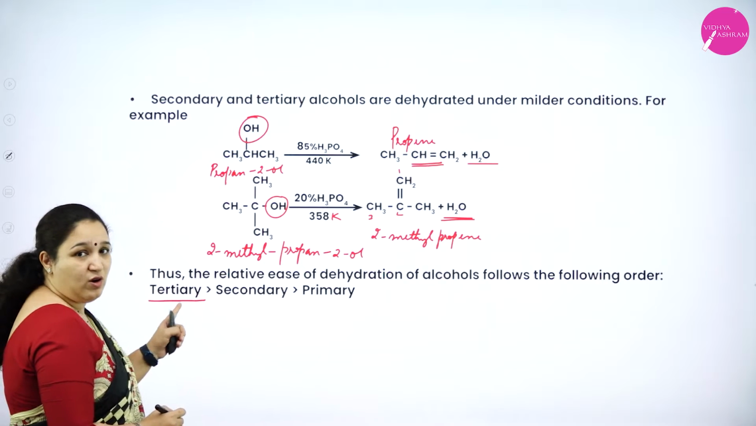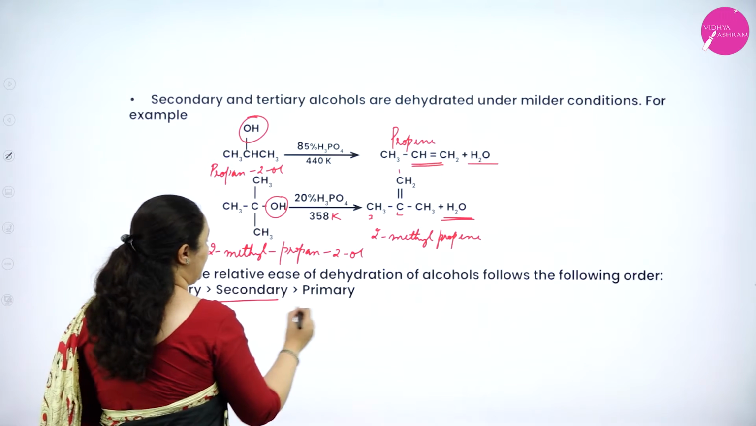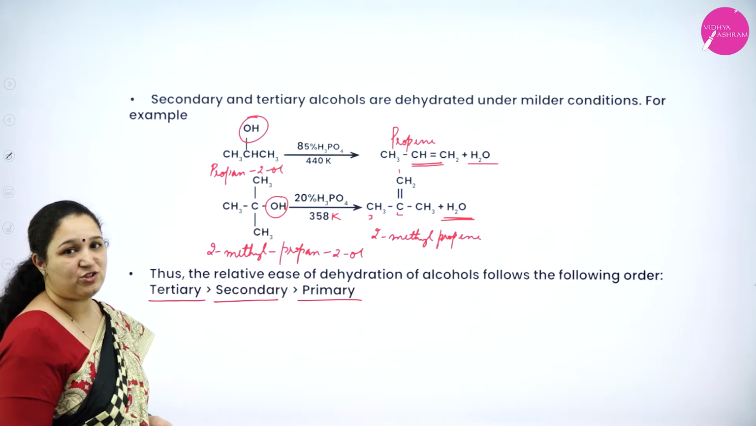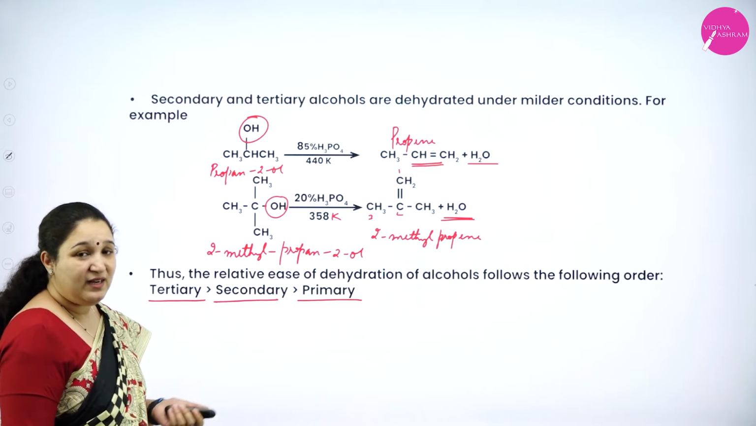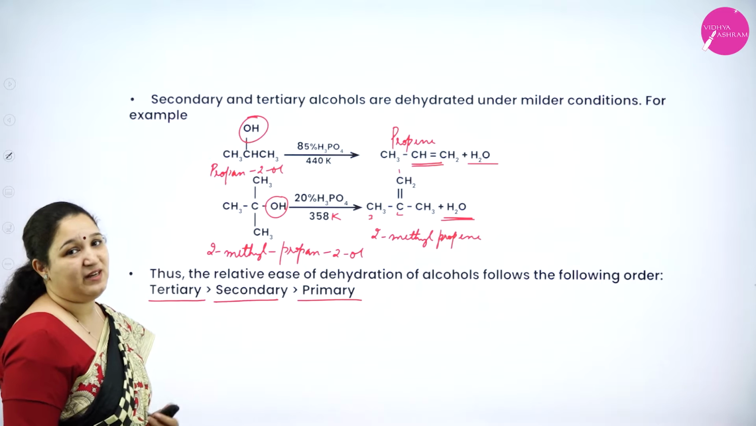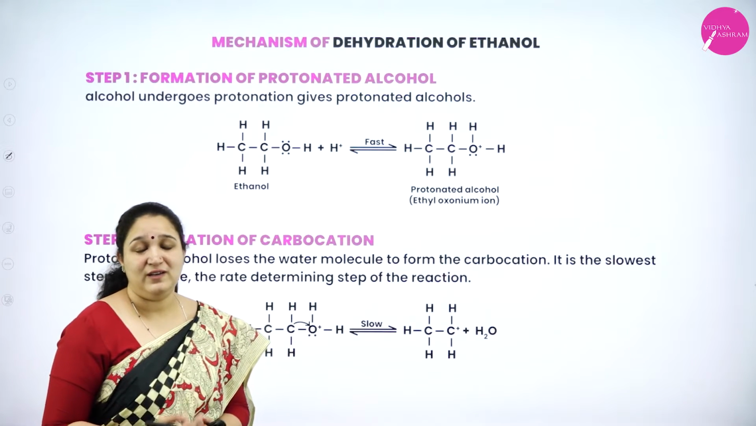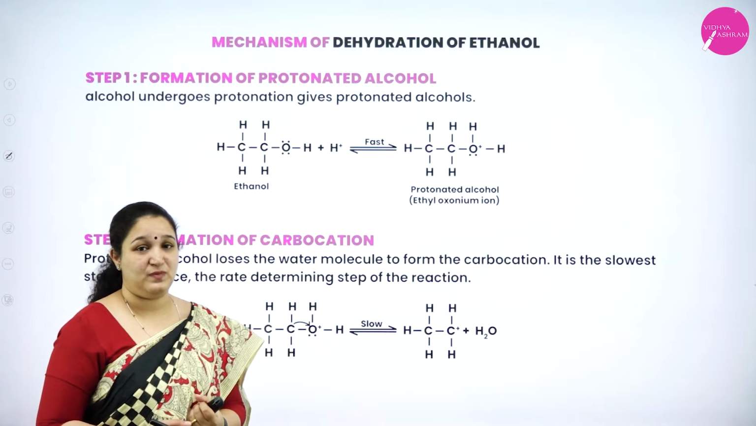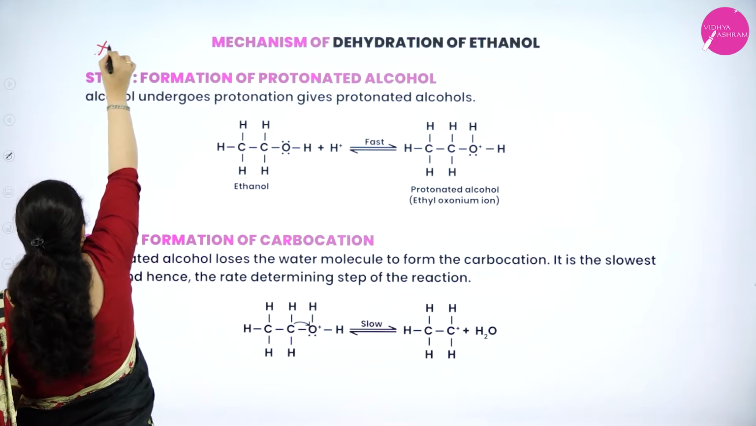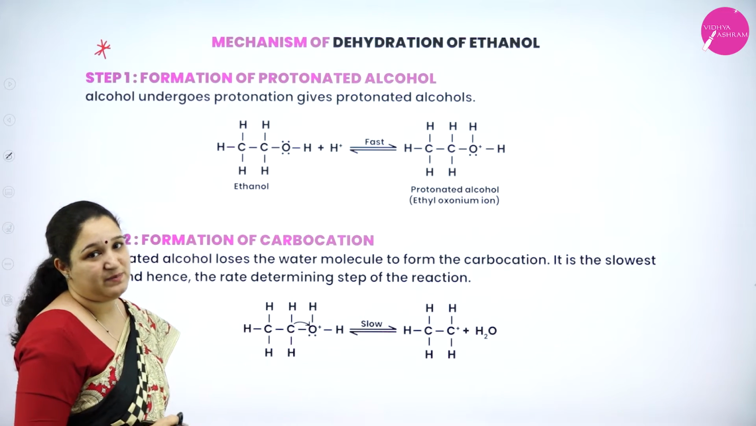Tertiary alcohols react faster for dehydration compared to secondary and primary. This is the order of reactivity for dehydration of alcohols. Okay. Next we will learn about the mechanism of dehydration of alcohol. The mechanism involves 3 steps. It is a very important question for your exam. Previously, it has been repeated several times.